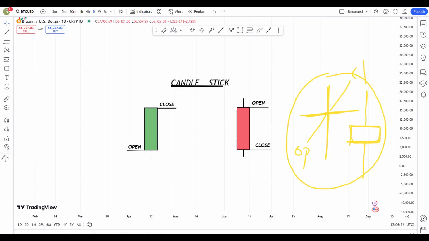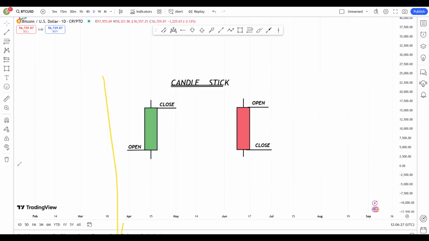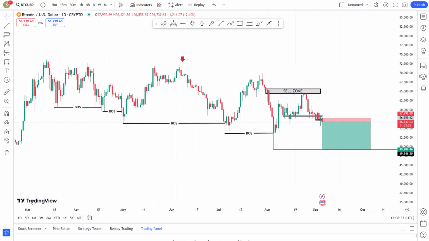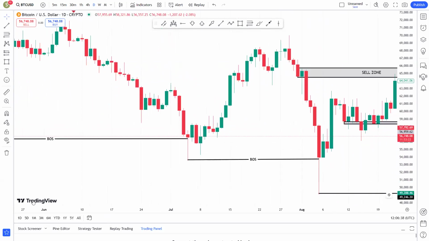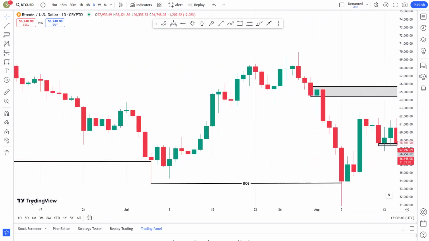Now I'm going to take us to a live chart, so I can explain all I've been saying. Now, if you move to a live chart, let's look at what we have right here now. If you see this, look at this particular candlestick.